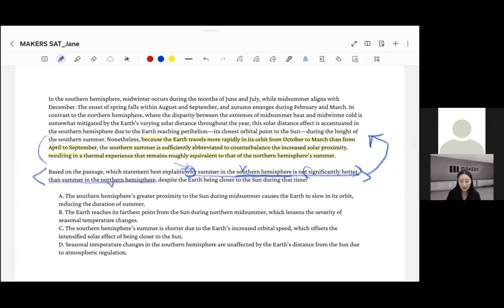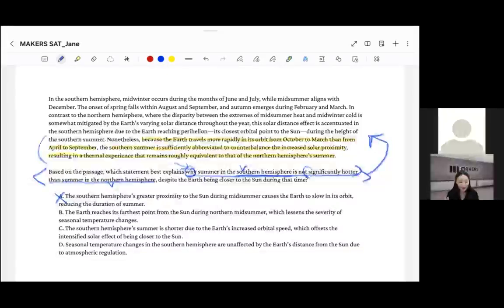The southern hemisphere's greater proximity to the sun during midsummer causes the Earth to slow in its orbit, reducing the duration of summer. So A is saying that Earth slows down, which is opposite of what the passage is saying. The passage clearly says that Earth is moving more rapidly, so A would be incorrect because it's the opposite of what the underlined part is telling us.